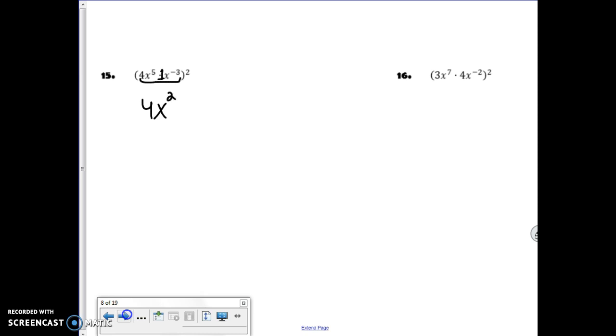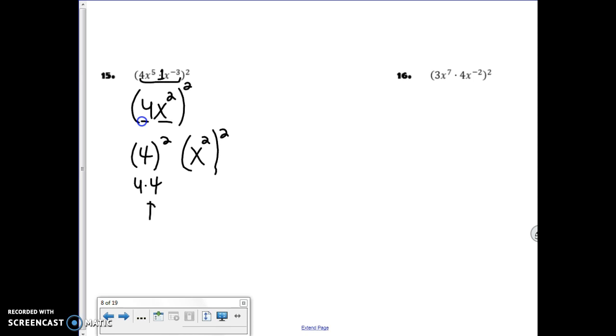However, that's not it. We're not done, because we still have to take this whole thing to the 2nd power. All right, so now we're back to just like these last 2 examples that we just did. I have to treat these 2 things separately. So this is going to be 4 to the 2nd and x to the 2nd, all to the 2nd power. All right, 4 to the 2nd, that is not 8. That is 4 times 4, which is 16. I almost wrote 8. Oops.